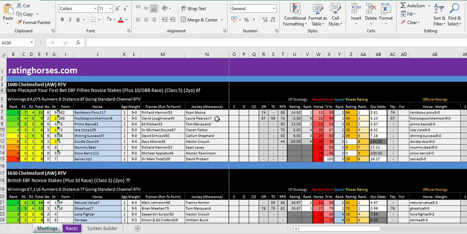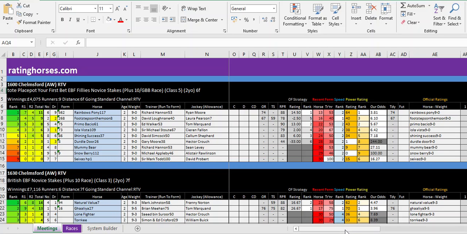Okay, and the reason for this is because Laura Pearson will be an apprentice, and she will lose her claim. The more winners she has, she will lose her claim. Her claim will go down from 7 to 5 to 3 pounds until she's ridden out her claim, and then she will no longer be able to claim any weight off her horse. It's basically due to her inexperience, so they're allowed to take pounds off a horse's back.